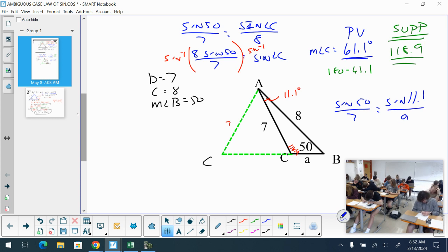I always go back to the given. I know for sure 50 and 7, those were given to me. So I always go back to them because if I mess up this one right here, everything else is going to get messed up. So I go back to what I know is true here, 7 and 50.